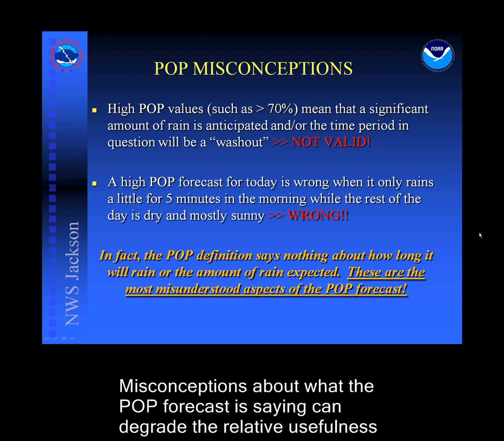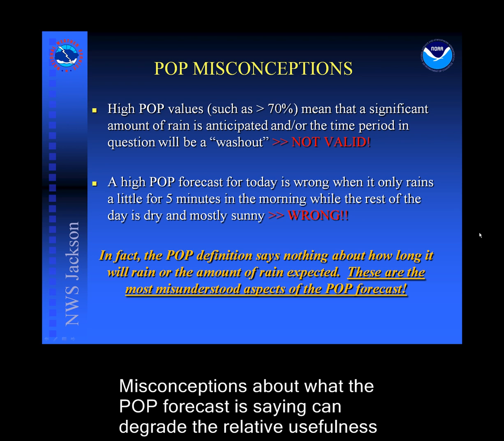So now we'll talk about some misconceptions associated with the probability of precipitation forecast. A high POP value, such as greater than 70%, means that a significant amount of rain is anticipated and/or the time period in question will be a washout. This is not valid.